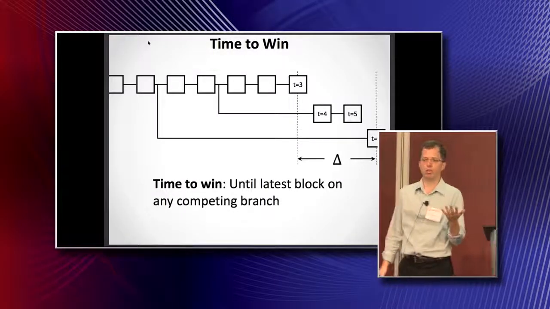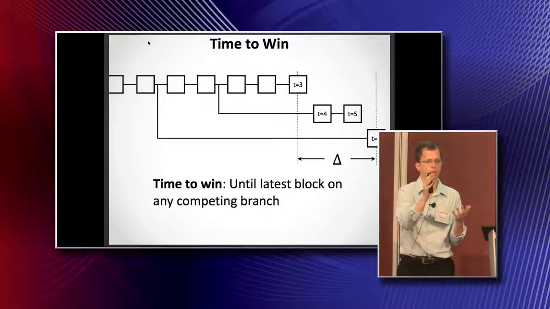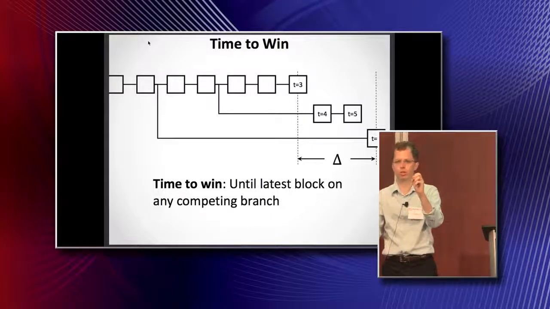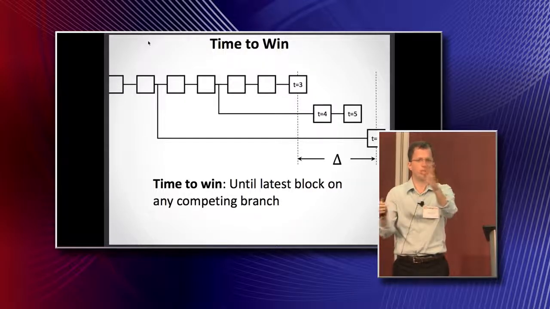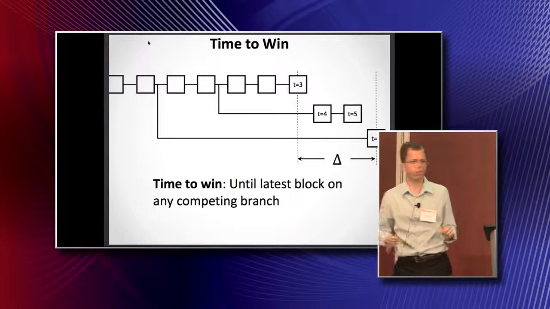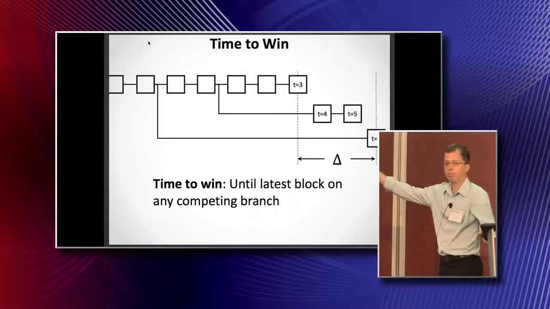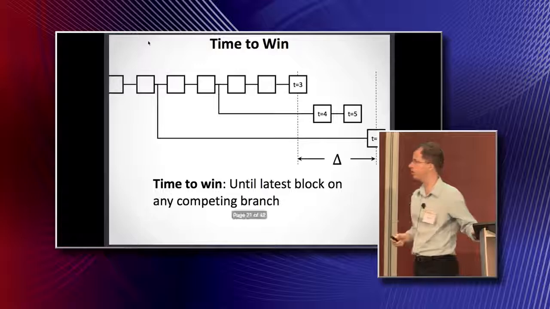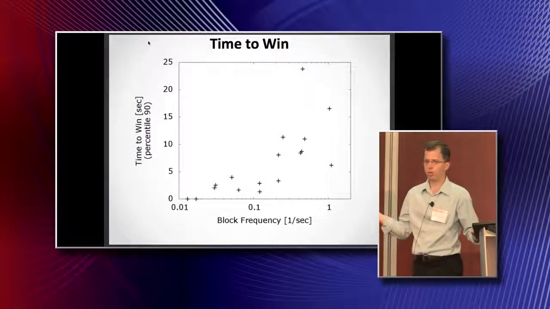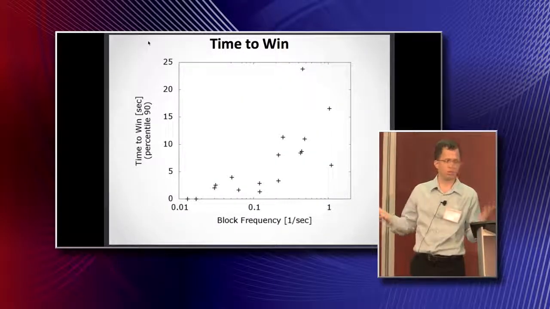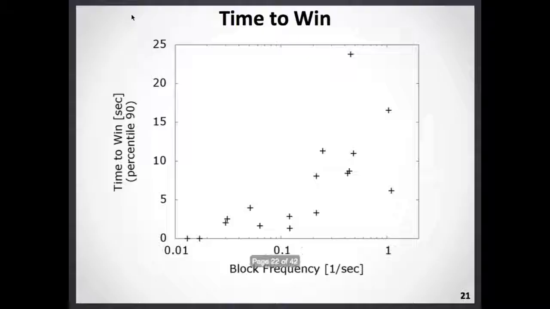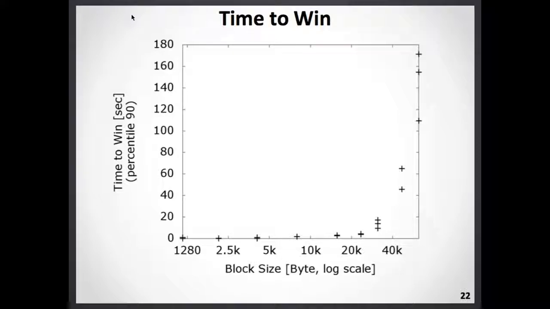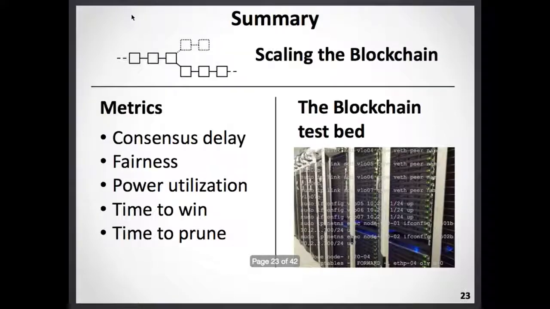Time to win. How long from the time you generate a block until the last competing block is generated? So until any other miner agrees that this is the longest chain and they stop generating competing branches. Maybe bad competitors, but any competing branches. This should be small. We don't want this to happen at all. We want it to be 0 optimally, and we see that as we increase block frequency, we get longer time to wait. As we increase block size, we need longer time to wait until we win as the main chain.